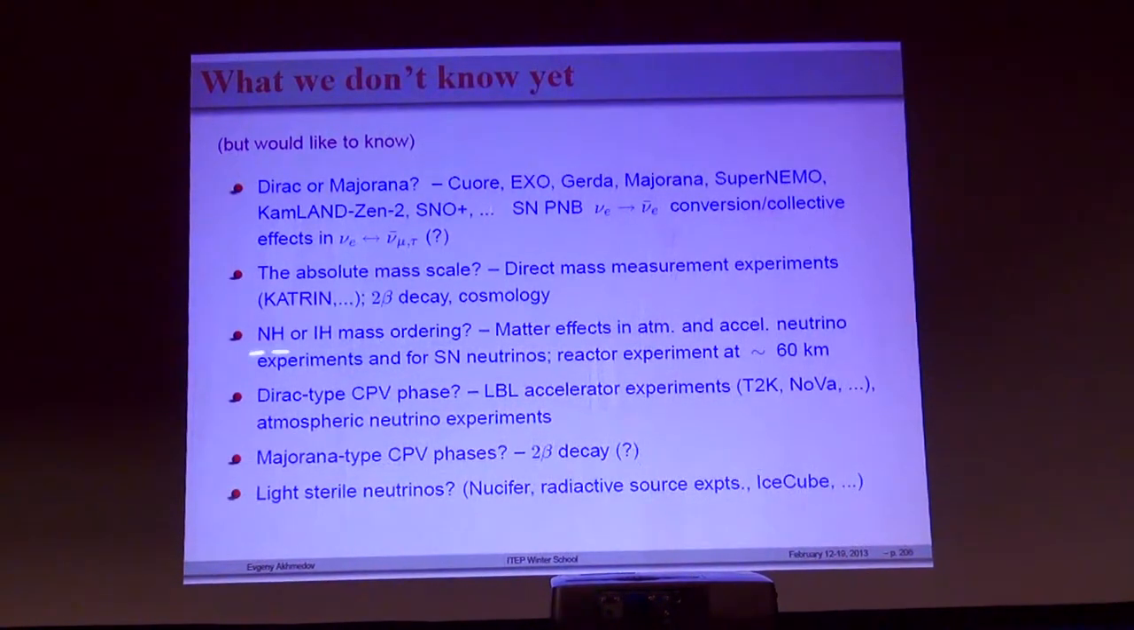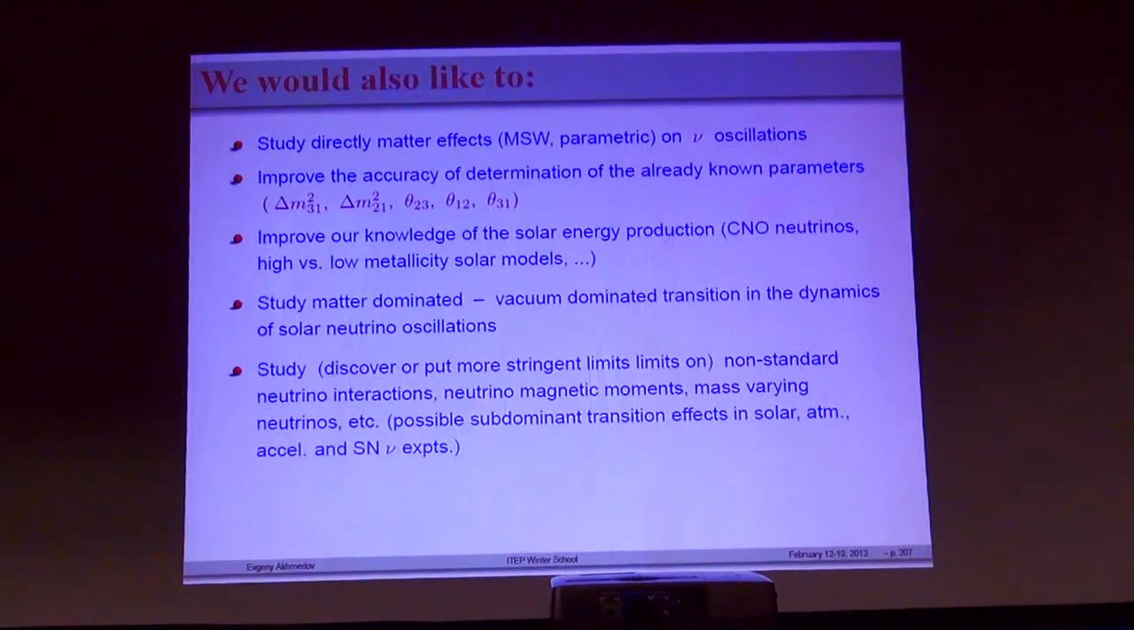What is CP violation in the leptonic sector? What is the value of the CP violating phase? The next generation of long baseline accelerator experiments is supposed to answer this question. Are there Majorana type CP violating phases and do they affect double beta decay? Again, these experiments should be able to answer this question. And finally, whether there is a light sterile neutrino, and there are experimental efforts in this direction. We would also like to see directly some effects of matter on neutrino oscillation, like the MSW resonance or the parametric resonance of neutrino oscillations.